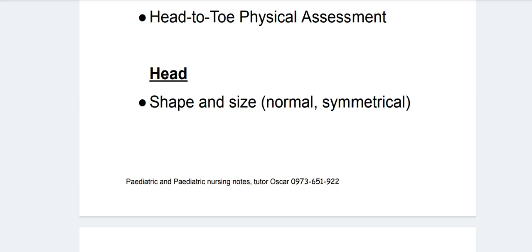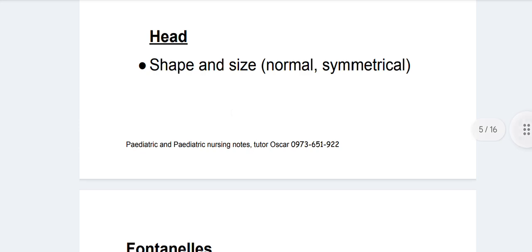So you must be able to note the head. Okay, the shape and the size of the head. It should be normal and symmetrical. Okay, you can measure the head circumference just like the illustration I displayed in the preamble when I was introducing you to this session. Okay, you saw someone measuring the head circumference of the baby. So the head circumference of the baby is around 30 to 35 centimeters.